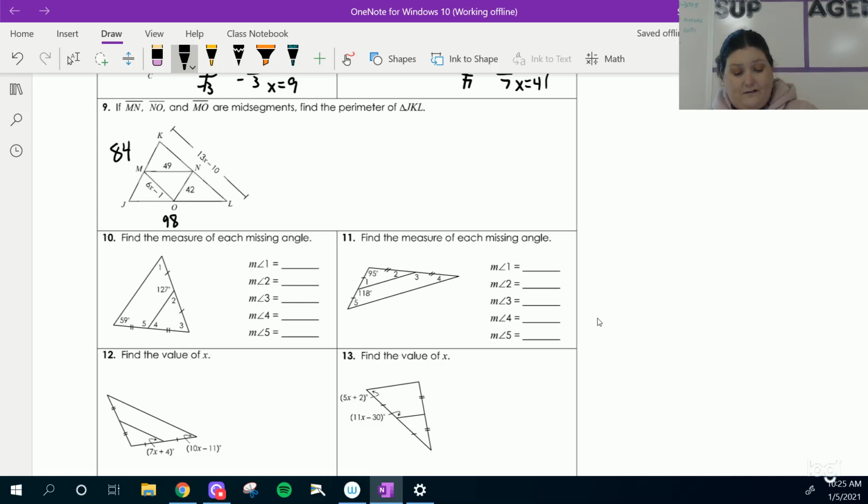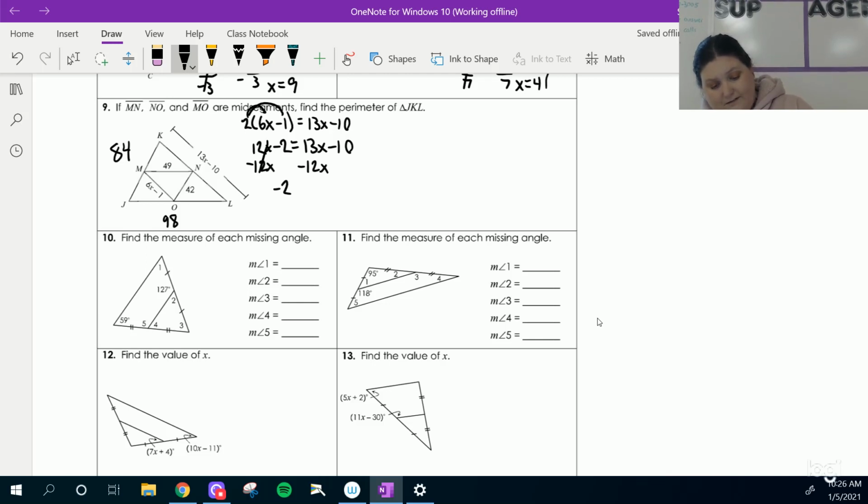Then to find this third side, I'm going to do what I did on the last two problems. So I'm going to set up my equation: 2 times my midsegment, which is 6x minus 1, is equal to 13x minus 10. I'm going to distribute the 2, so I get 12x minus 2 equals 13x minus 10. Then I'm going to subtract 12x from both sides, so I get negative 2 equals x minus 10. Then I'm going to add 10 to both sides, and I get x equals 8.